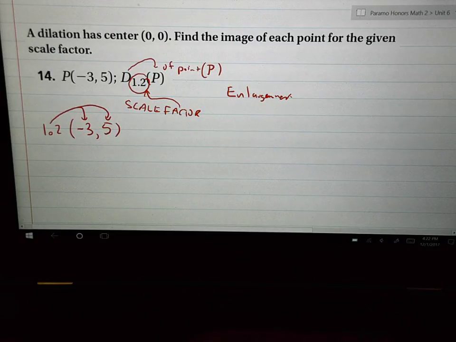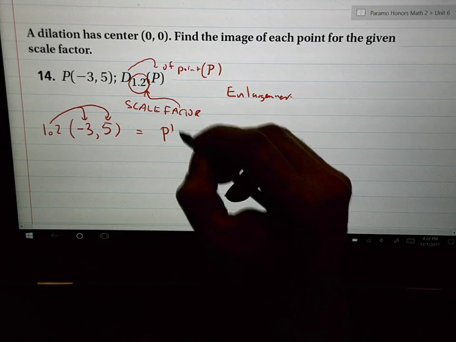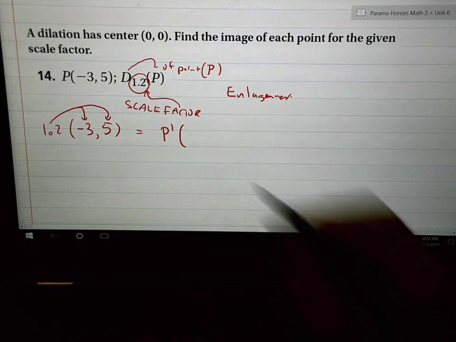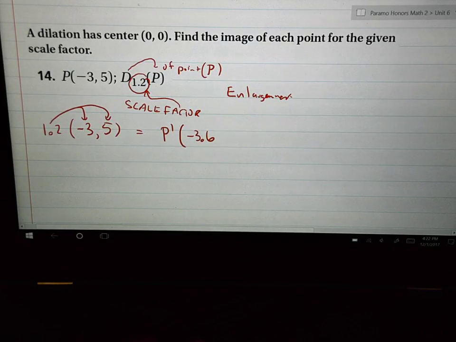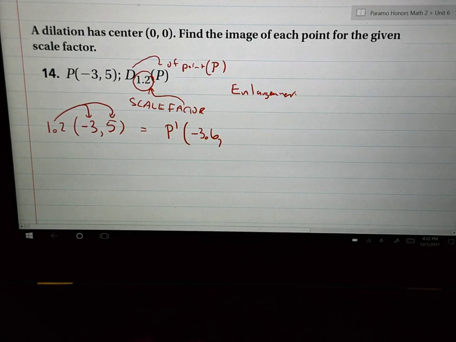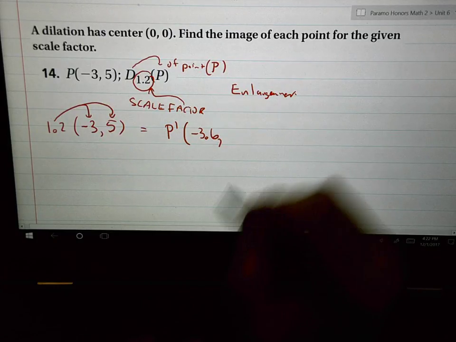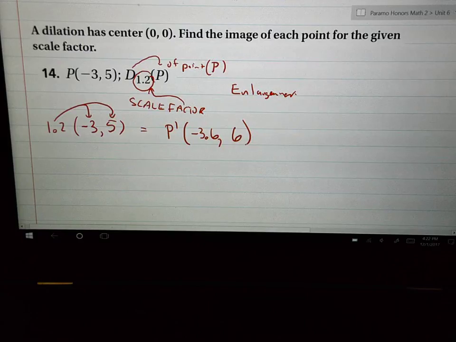You can do this on a calculator, but P prime would be at a new place. -3.6, comma, 6. I'm going so slow because I'm double checking my math. It's too easy, and my brain is starting to hurt at this point.